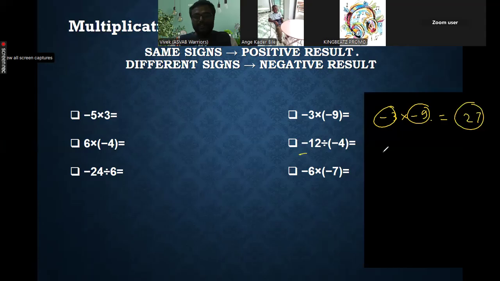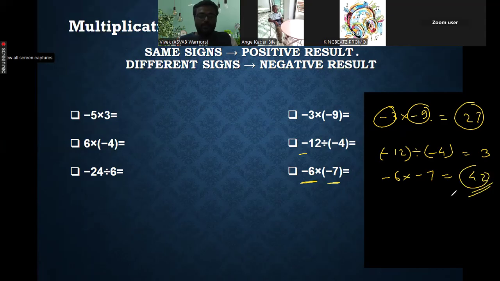Here, negative 12 divided by negative 4. Again, same signs, guys. Answer is positive. 12 divided by 4 is 3. Negative 6 times negative 7. Again, same signs, so it's positive 42. You guys solve these three questions ASAP.